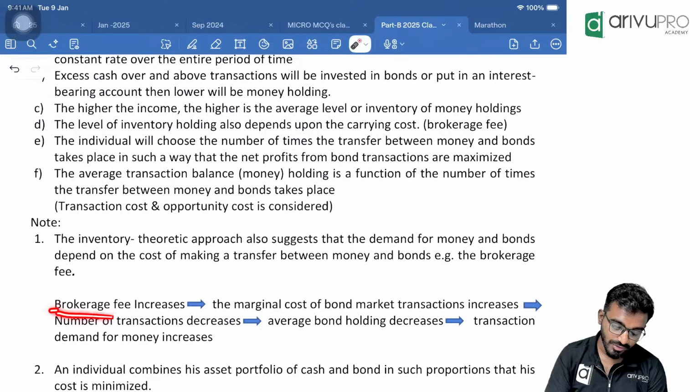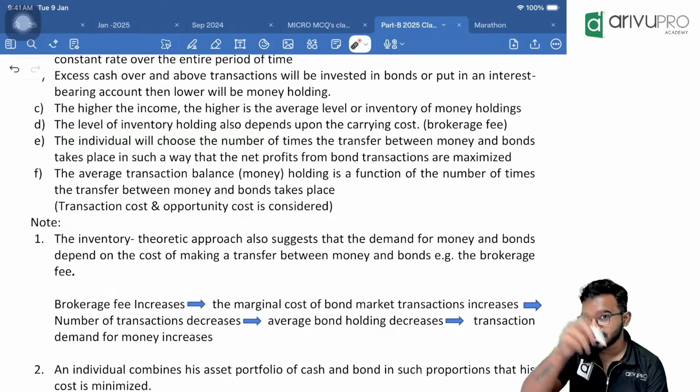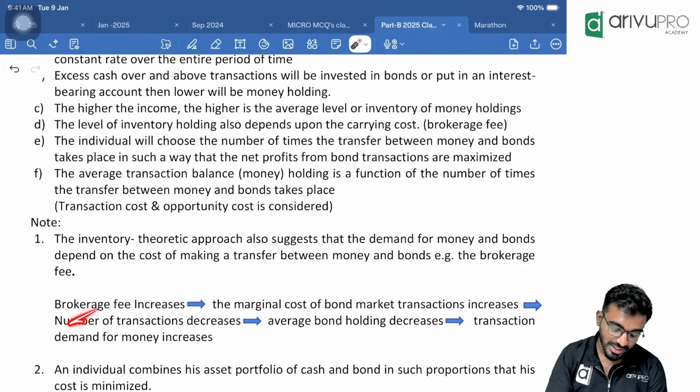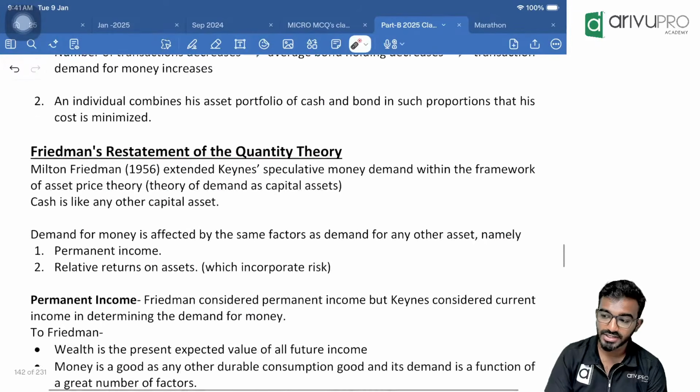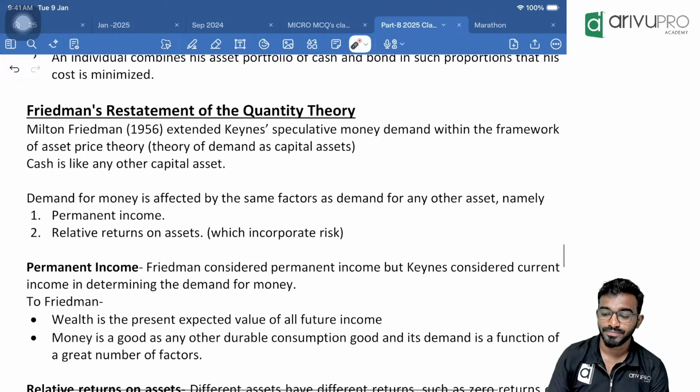Every time the brokerage charges increase, the number of times you convert will go down, because you will end up paying more brokerage charges. So that is the inventory approach.